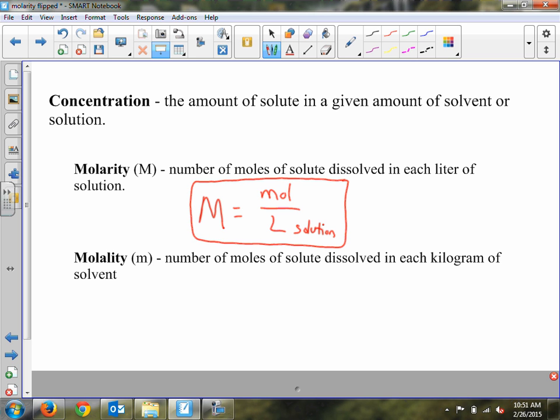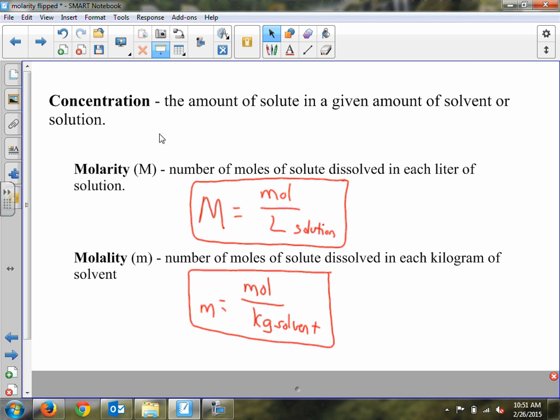Molality, which is going to be a lowercase m, is the number of moles of solute in each kilogram of solvent. So it's still moles, but now we're dividing by kilograms of solvent. They're similar. They're both talking about an amount of moles, but they're different in what you divide it by. Molarity is moles per liter of solution. Molality is moles per kilogram of solvent. Let's look at how the solutions are formed and see what the difference is here.